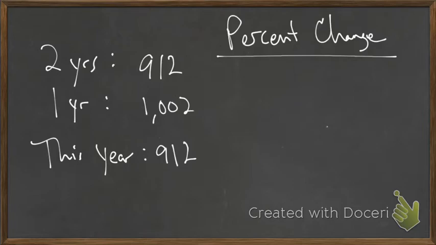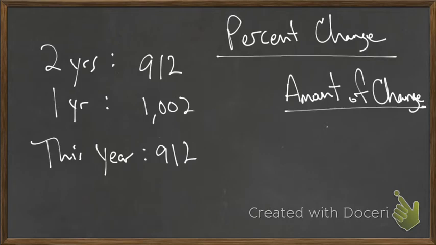Here's the percent change equation. It is the amount of change divided by the original. You might see some different wording in a textbook, maybe a little complicated. I say change divided by original.